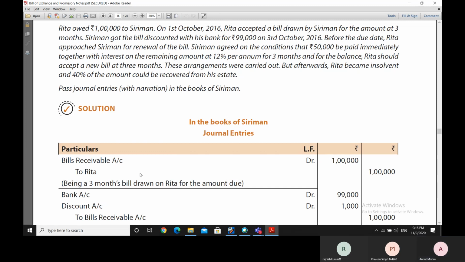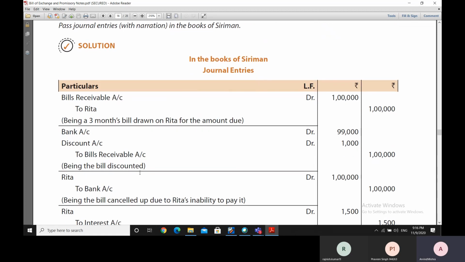Then thereafter, Siriman goes and discounts this bill with the bank, and therefore he receives 99,000 rupees from the bank. So bank account is debited by 99,000 and discount account is debited by 1,000 rupees. So the 1 lakh rupees is divided into bank and discount accounts, and bill receivable account is now squared off, because earlier we had debited bill receivable by 1 lakh rupees and now we are crediting bill receivable by 1 lakh rupees.